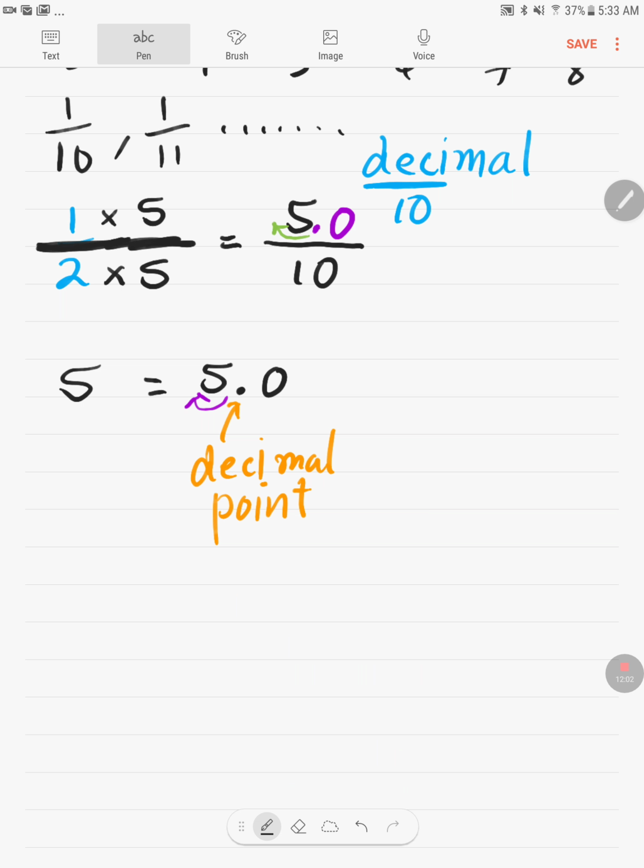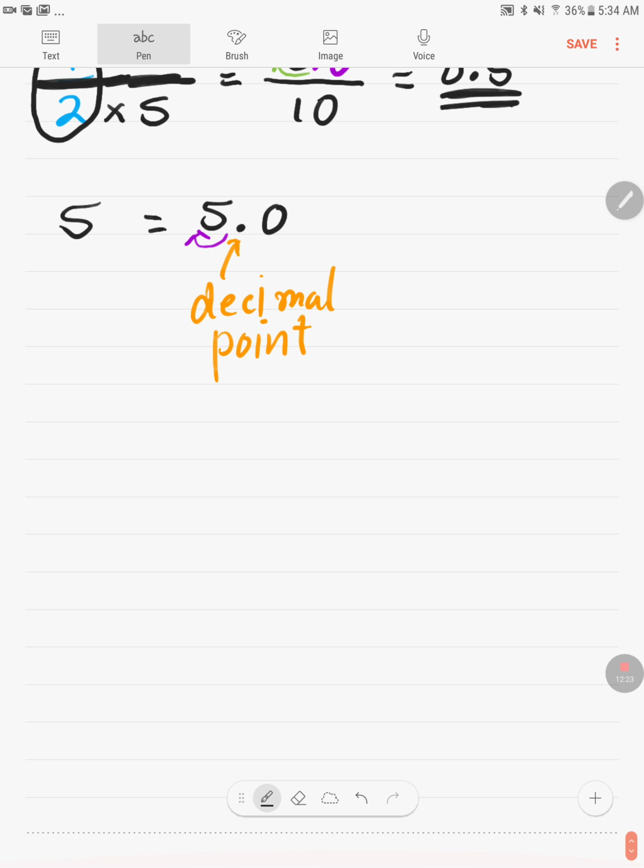So 1/2 could be rewritten as 0.50 or 0.5. And that's how we rewrite 1/2 in decimal.